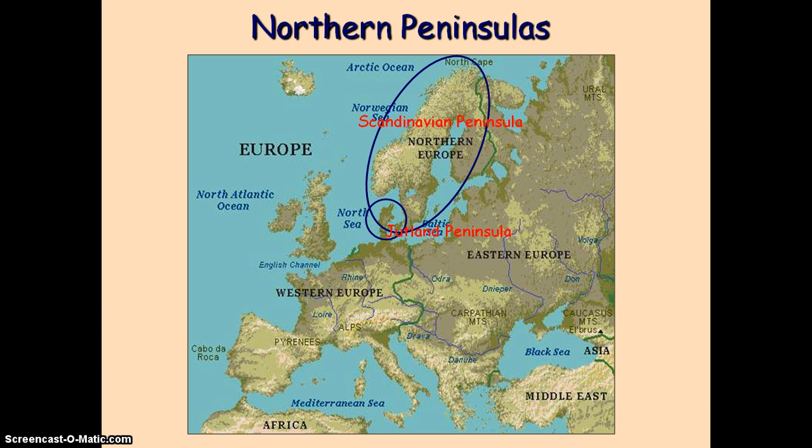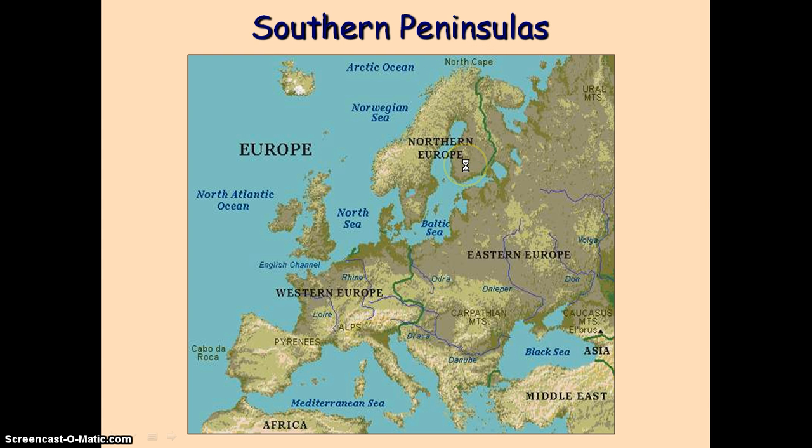Second peninsula is the Scandinavian Peninsula. It includes the countries of Norway, Sweden, and Finland, or at least a portion of Finland. Third peninsula is the Iberian Peninsula. On the Iberian Peninsula are the countries of Spain and Portugal. Next one is very creative. The Italian Peninsula includes the country of Italy.